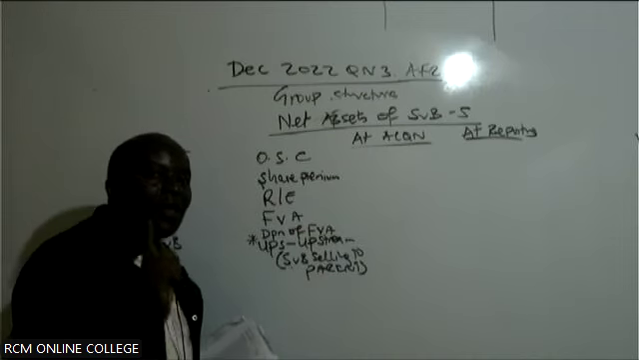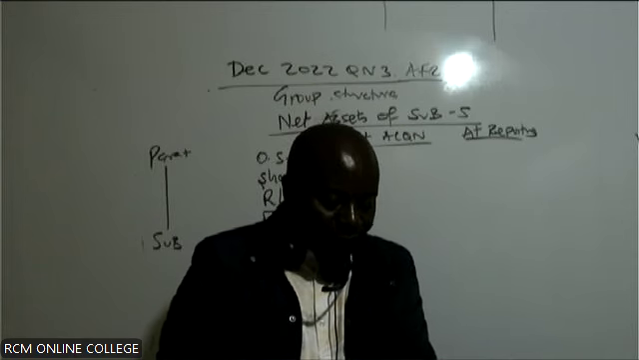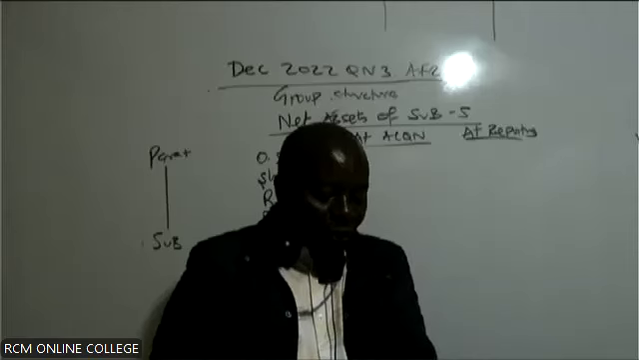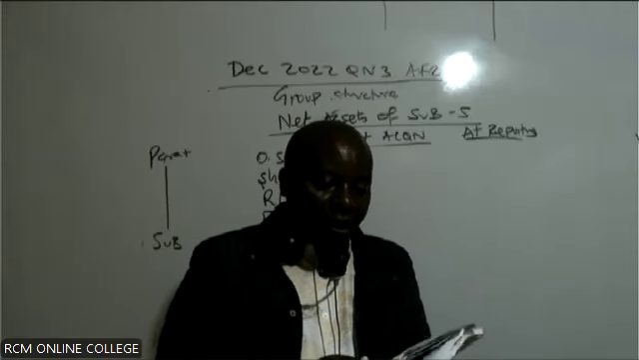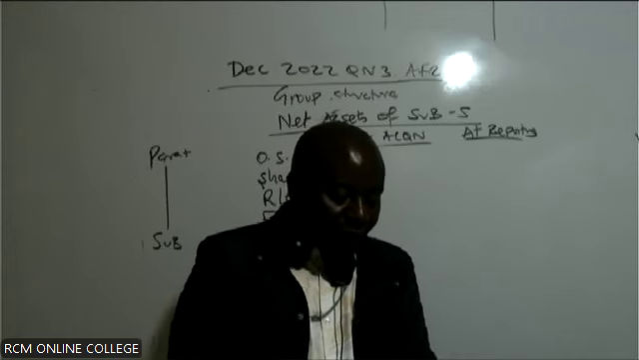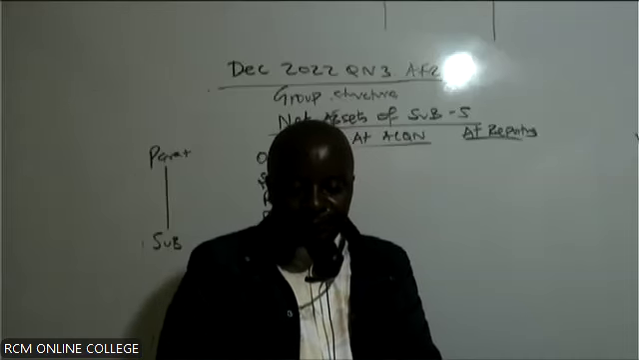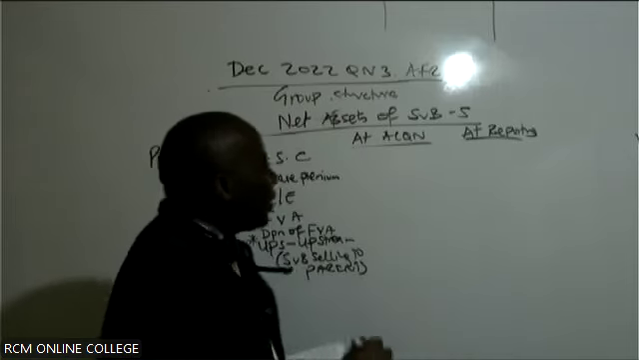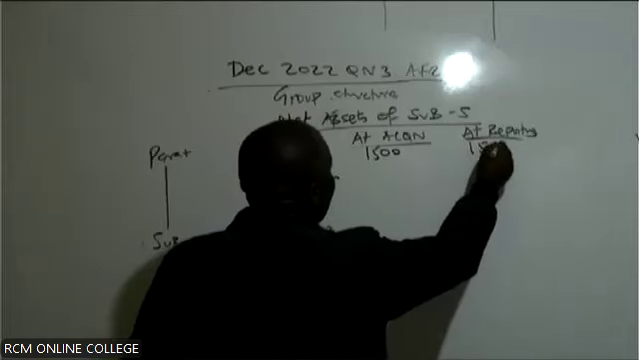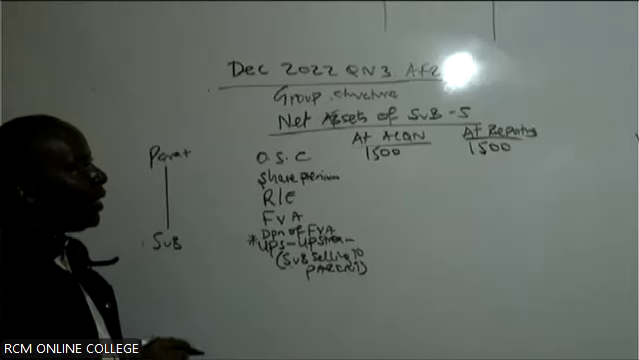Remember, we are looking at subsidiary S. So go to subsidiary S, statement of financial position. Is there anybody who is able to see their share capital? 1,500. So then we have ordinary share capital here, 1,500. This never changes. For the subsidiaries, it never changes.